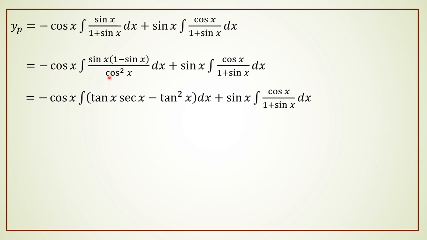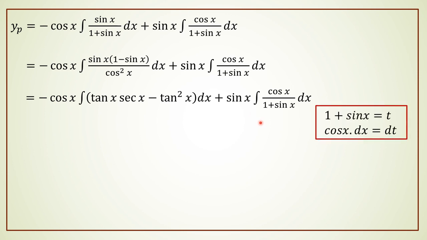Now observe the first integral. You have sin x divided by cos square x. Sin x divided by cos square x is nothing but tan x into secant x, minus sin x into sin x, that is sin square x, divided by cos square x, which is nothing but tan square x. The first integral reduces to integration of tan x secant x minus tan square x with respect to x, whereas the second term I have kept as it is.